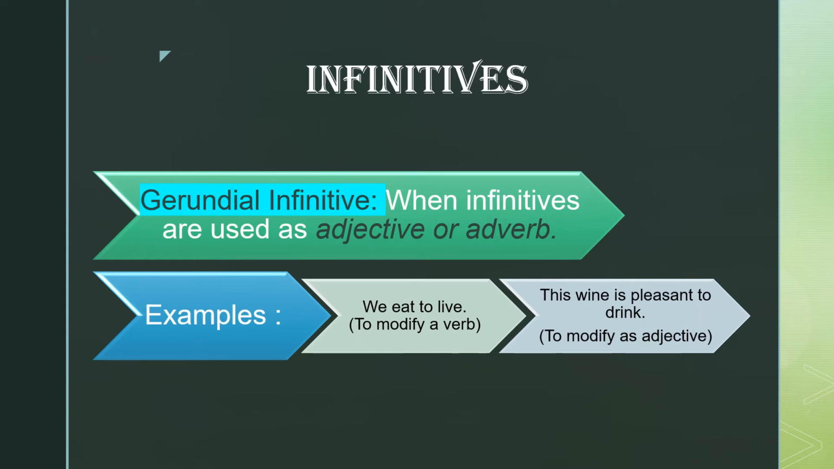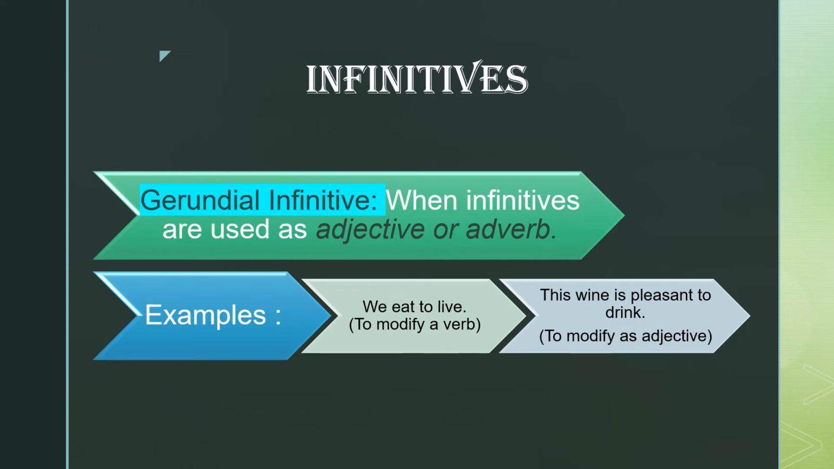Examples: we eat to live. Why do we live? We eat to live. Eat here is a verb. So this particular to live is trying to give more meaning to the word eat. Therefore, it is acting as a gerundial infinitive.